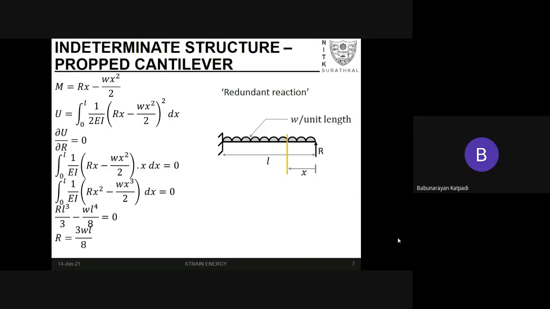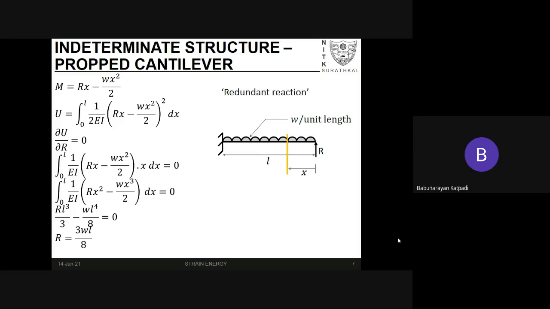So now we move on to how this works in indeterminate structures. We take the example of a propped cantilever, loaded with uniformly distributed load. The prop reaction, the redundant reaction, is R. This propped cantilever is indeterminate to degree 1.